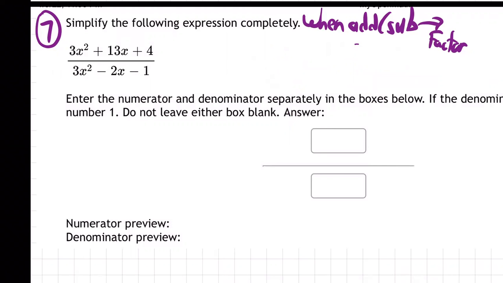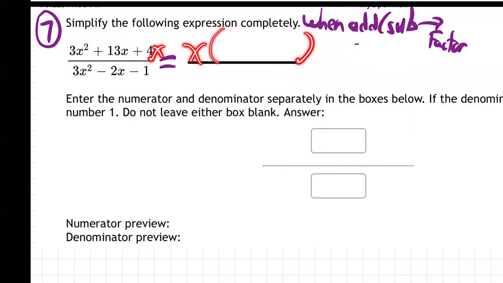We're going to look at the top and the bottom. The first thing is you say, is there something in common? The answer is no, not on this. They don't all have an x, because the 4 doesn't have an x, and there's no number that goes into 3, 13, and 4. If that had an x back here, for example, then I would put an x in the front and one big parenthesis. That's what you do first.